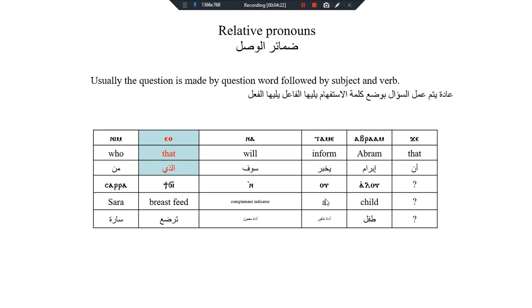Oalo means a child or a little boy or a little girl. It depends on the article preceding it. If it is a masculine article, it means a little boy. If it's a feminine article, it means a little girl.